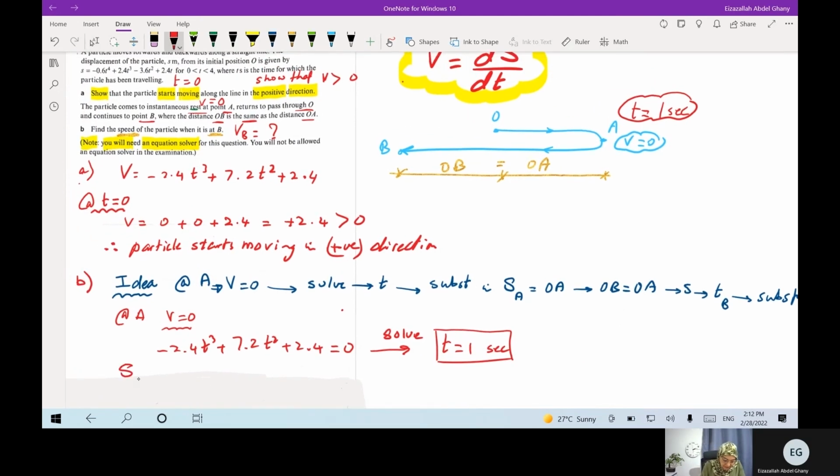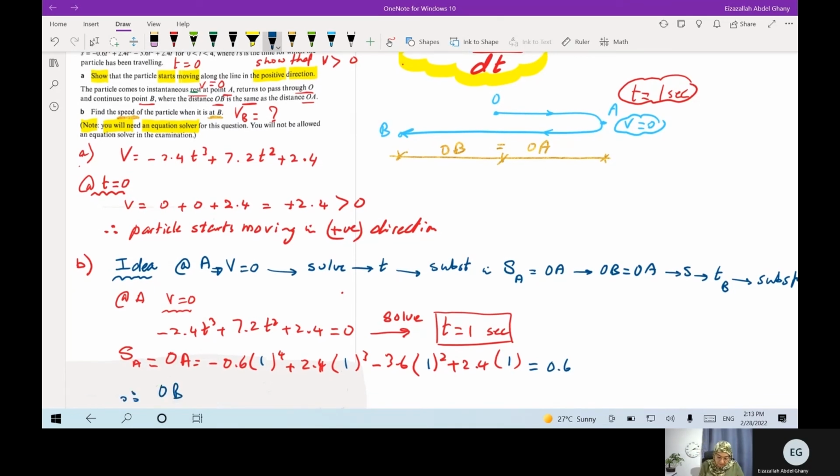Okay, let's go. How to substitute? Now displacement at A, which is OA, is negative 0.6 brackets power 4 plus 2.4 brackets power 3 minus 3.6 brackets power 2 plus 2.4 brackets. And in all these brackets, we substitute for t as 1 second. And SA, after calculation, will be 0.6. Therefore, OB will be negative 0.6 meters. Why negative? Because, as you know, it is in the opposite direction.